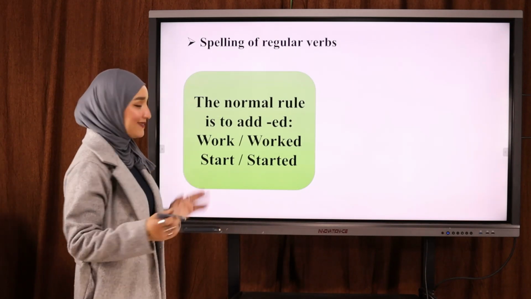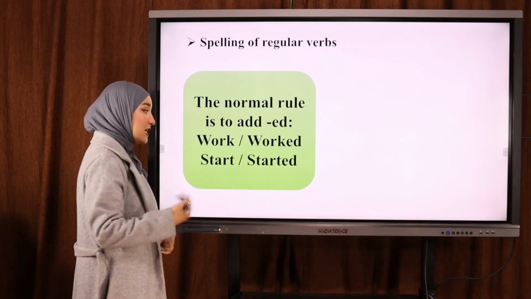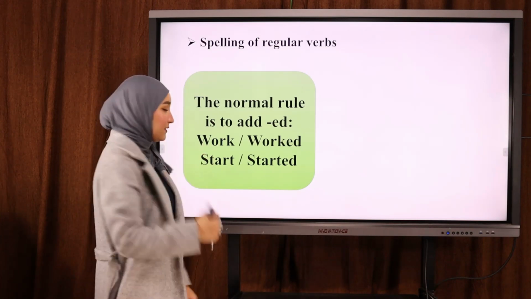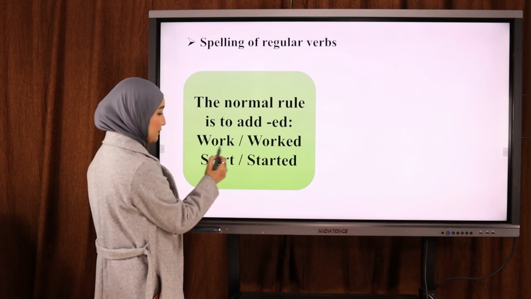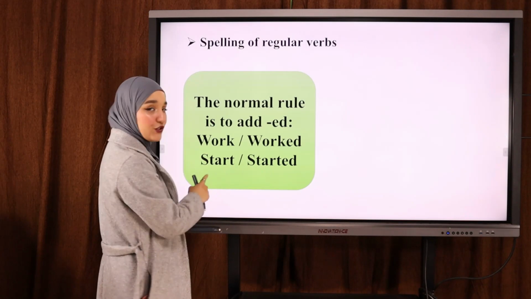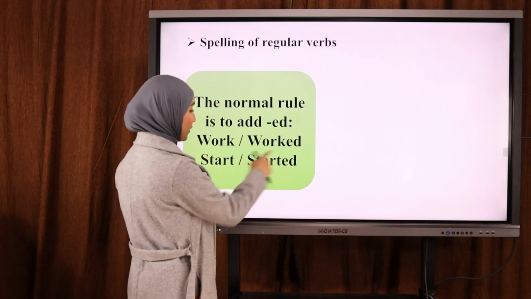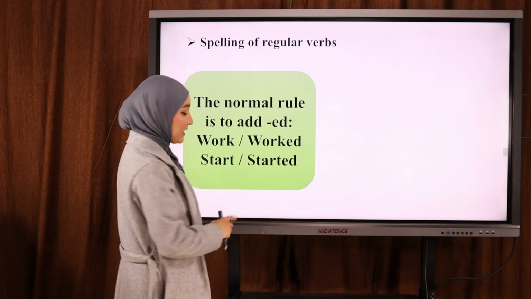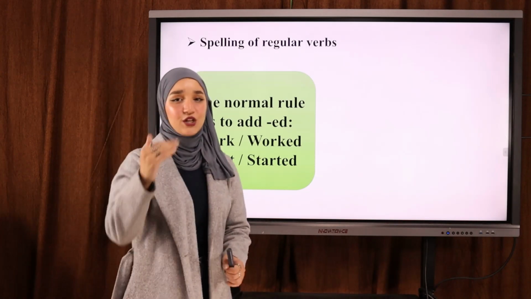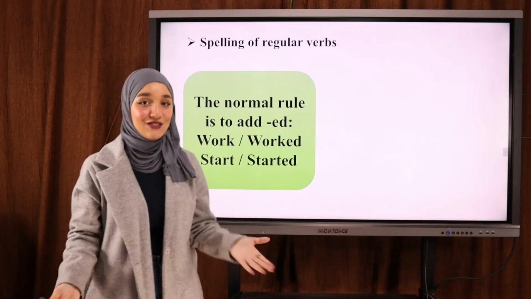Alright? The normal rule, الطريقة العادية, القاعدة العادية, is to add ed. نضيف ed at the end, في نهاية الفعل. I have an example, work, أعمل. عملت, worked. Okay? So I kept the verb. لن أغير الفعل وأضيف ed. Work, worked. Start, أبدأ. بدأت, started. Okay? So work, worked. Start, started. Okay, we just add ed. فقط نضيف ed إلى الفعل مع كل الضمائر. I worked, you worked, she worked, we worked, they worked. Okay, I started, she started, we started, they started, it started.